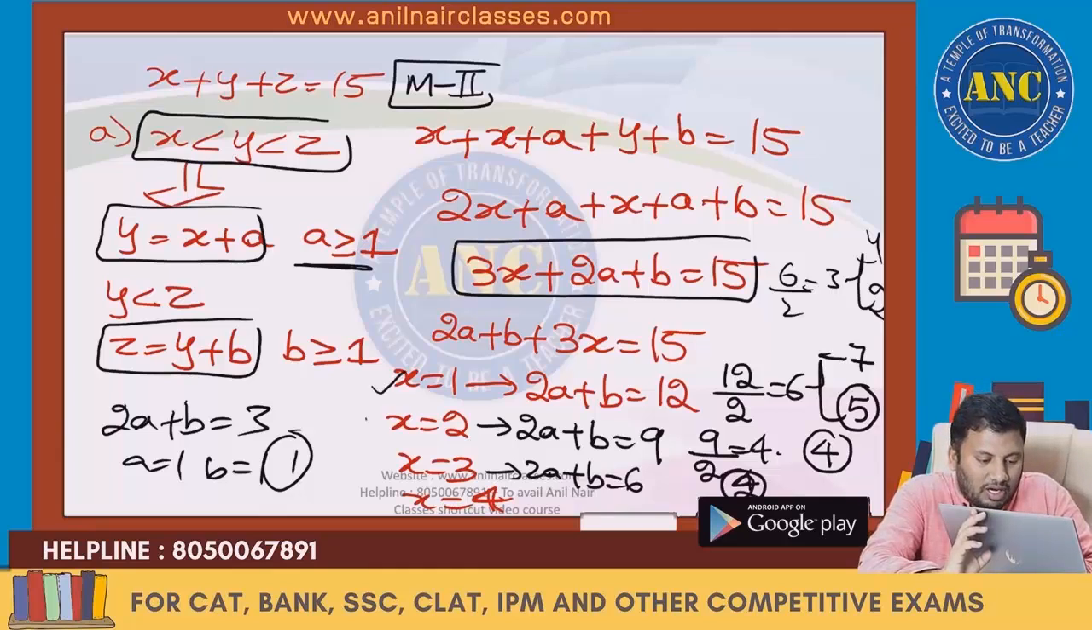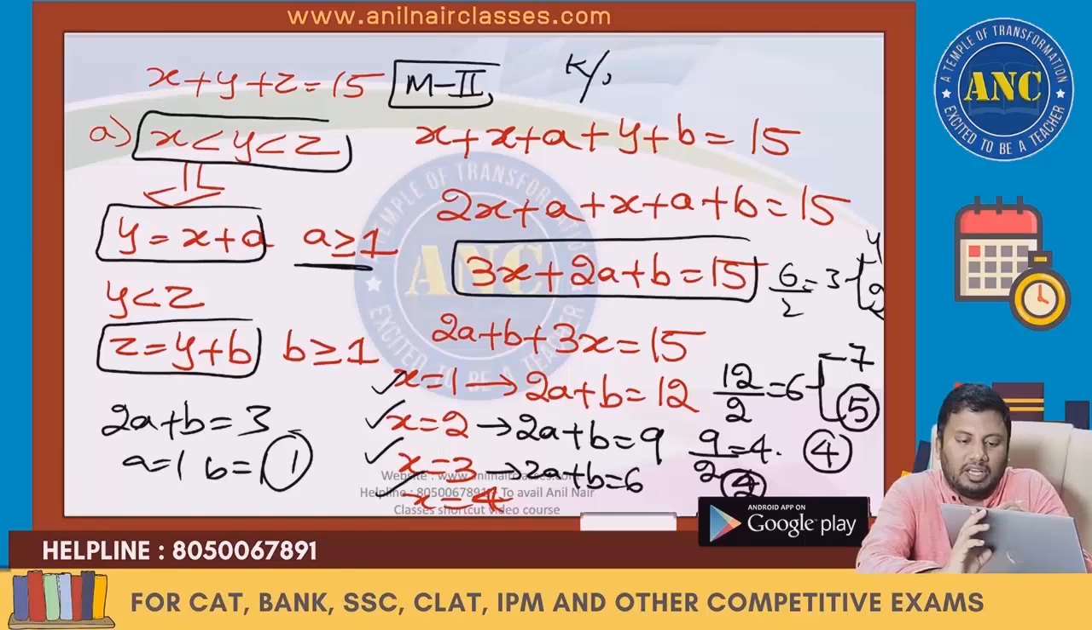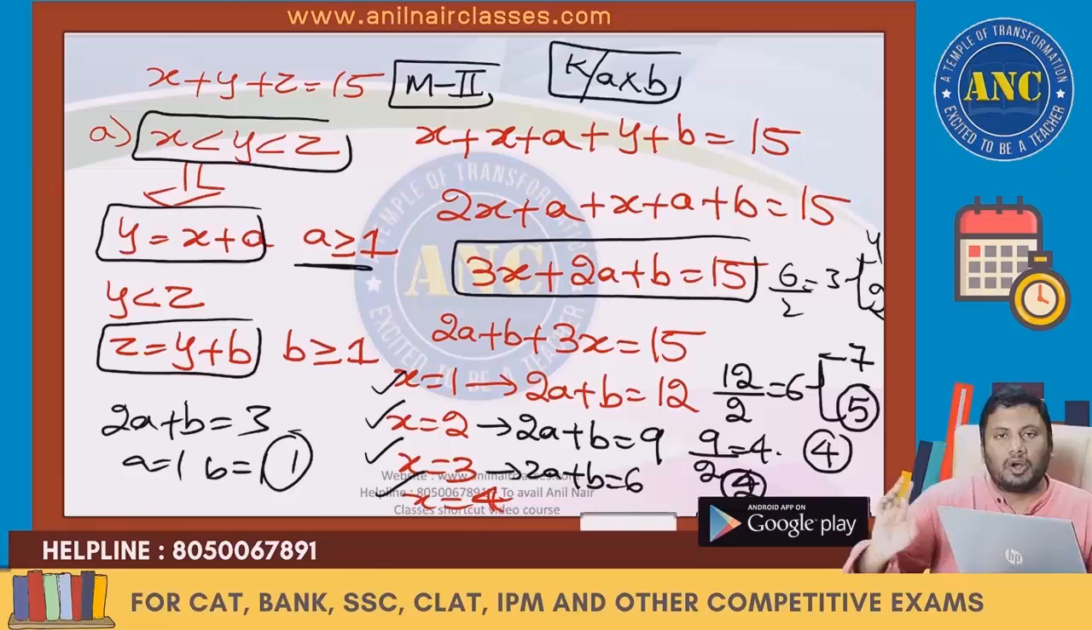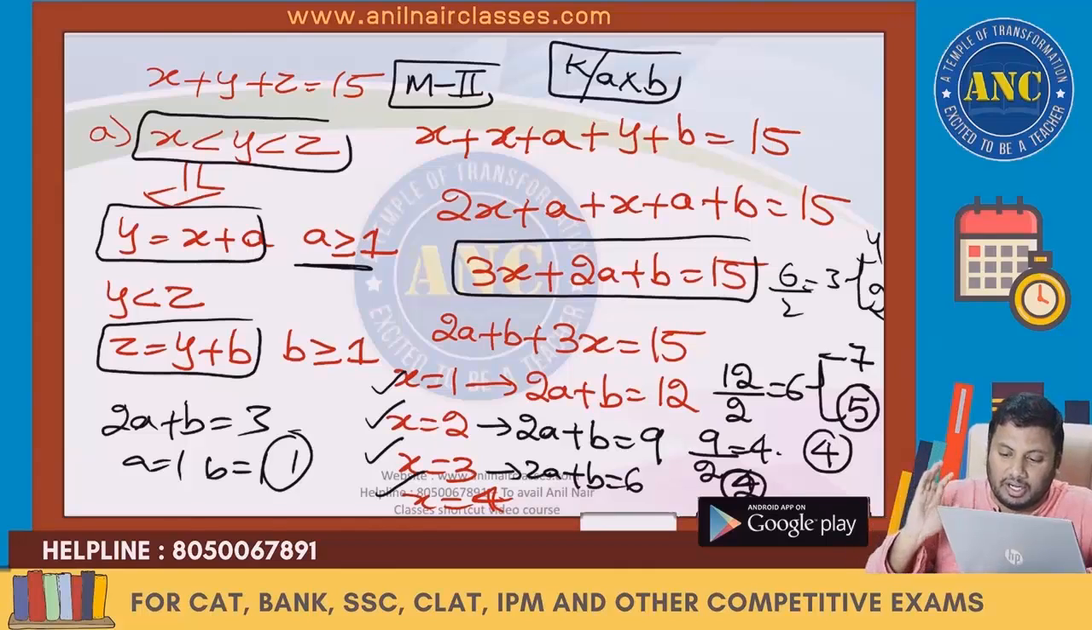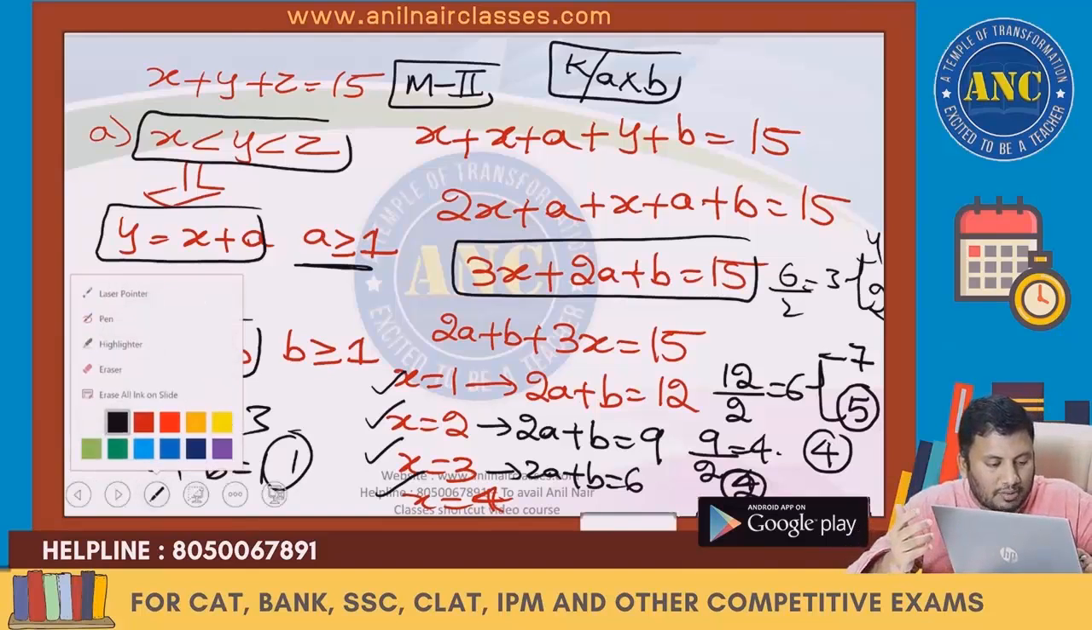So x is 1, 2, 3, 4. Now we know the method of k by a into b. You can use that method to get the answer. I hope the idea is clear. I will do one more problem so that it will be crystal clear to you. 5 plus 4 is 9, 9 plus 2 is 11, 11 plus 1 is 12. One more question. Please write down, sir.